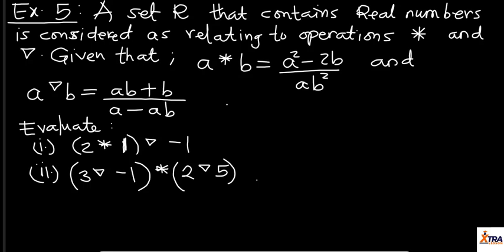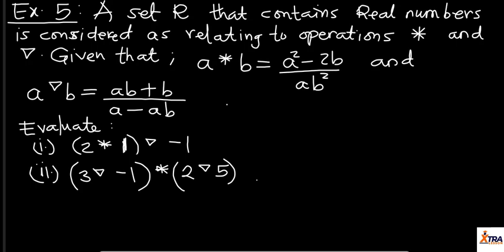Today we'll be looking at an example here. Like I said in the previous class, we'll be combining two or more operations into one question. That is, we'll be applying two or more operations to solve a particular question. In this case, we are told that a set R containing real numbers is considered as relating to operations asterisk and the other operation here, given that A operation B equals A square minus 2B all over AB square, and the second operation is relating AB plus B all over A minus AB.